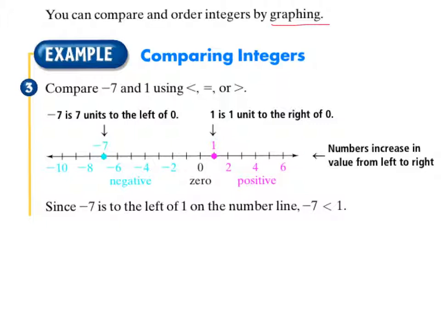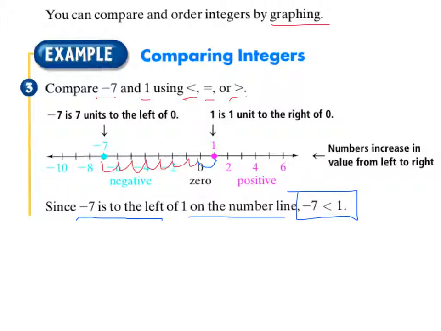So we're going to compare -7 and 1 using less than, equal, or greater than. So -7 will be 7 units to the left of 0 because it's negative. So 1, 2, 3, 4, 5, 6, 7. And then 1 will be 1 unit to the right because it's positive, so 1. So since -7 is to the left and 1 is to the right, -7 is less than 1.